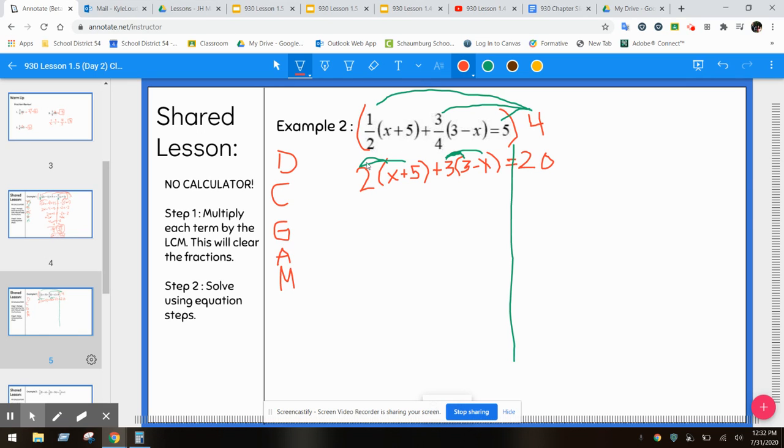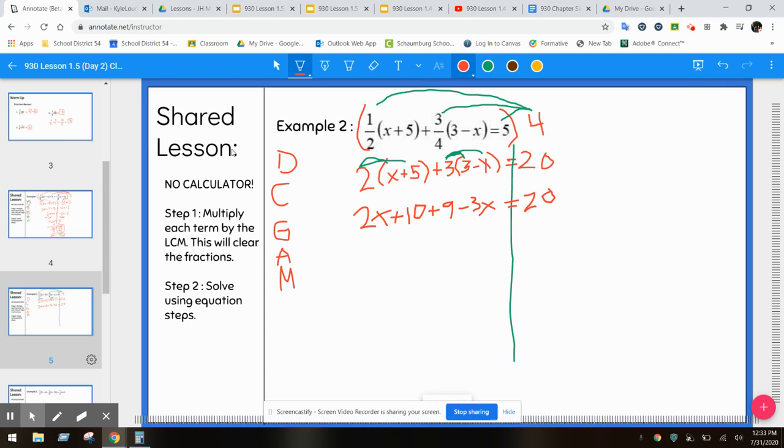So here we go. We distribute. 2 times x is 2x. 2 times 5 is 10. So 2x plus 10. 3 times 3 is 9, so plus 9. 3 times negative x is negative 3x. Nothing happened on the right. It stayed 20.